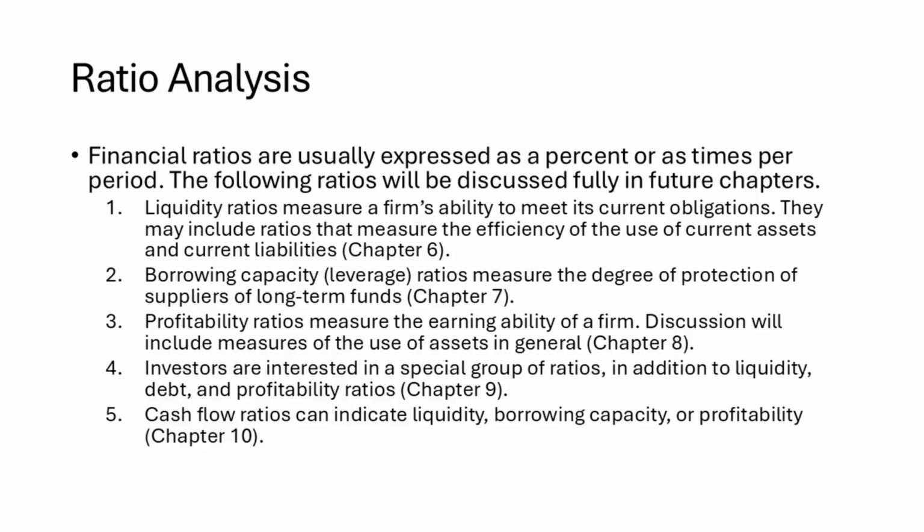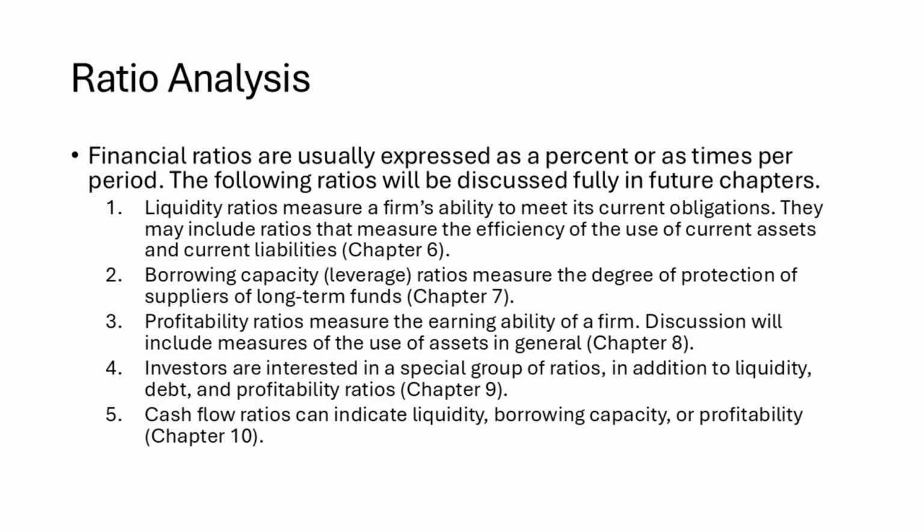Liquidity ratios measure a firm's ability to meet its current obligations. They may include ratios that measure the efficiency of the use of current assets and current liabilities, Chapter 6. Borrowing capacity, leverage, ratios measure the degree of protection of suppliers of long-term funds, Chapter 7. Profitability ratios measure the earning ability of a firm. Discussion will include measures of the use of assets in general, Chapter 8.